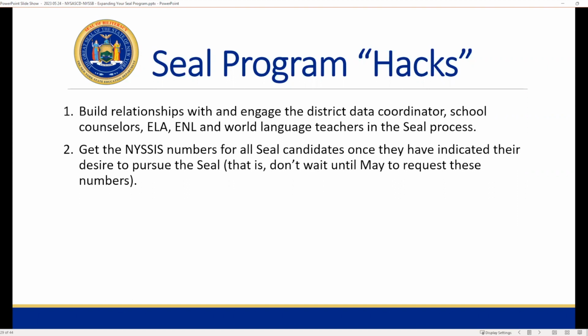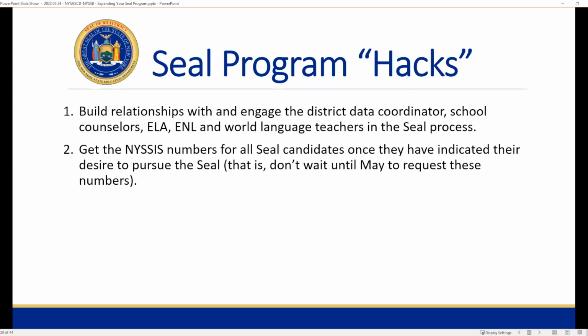Getting these NYSSIS numbers is not an easy task, especially in the first year. They're generally not accessible to teachers who are often the SEAL coordinator. Sometimes guidance counselors have them. Sometimes they're available on your student management system, but most often they are managed by your district data coordinator, hence the need to build that relationship.